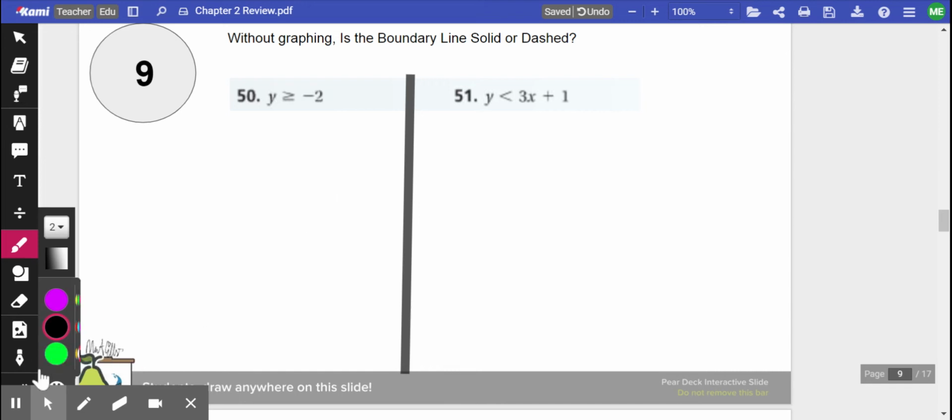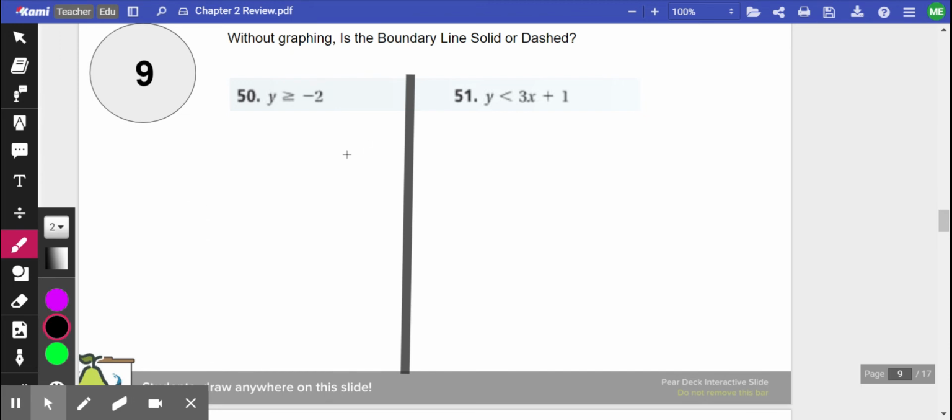Now, if we look at these linear inequalities, it's the same two problems that we just looked at. We see here that y is greater than or equal to -2. We already talked about identifying slope and y-intercept, but there's more to graphing linear inequalities than just graphing the line. We need to be able to figure out what solutions make this statement true.